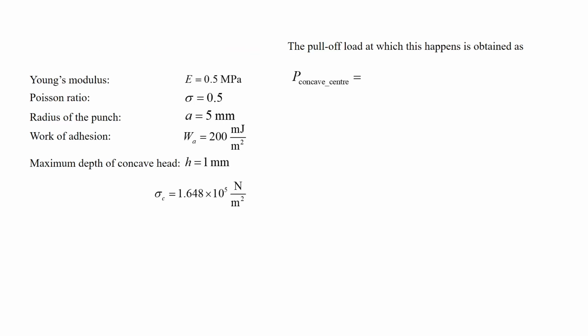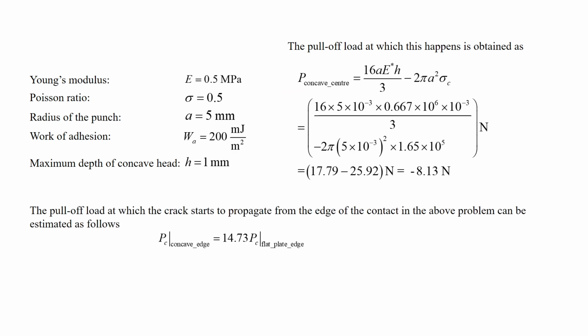So, that expression we have to find out, and this expression we have already derived. So, that is equal to 16 E star A into H by 3 minus 2 pi A square sigma c, where sigma c we just found out is 1.65 into 10 to the power 5 Newton per meter square. If you do all that calculation, it comes out to be 8.13 Newton. So, that is for the concave center.